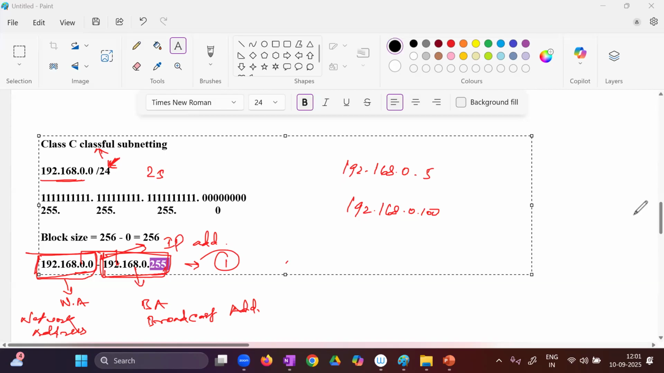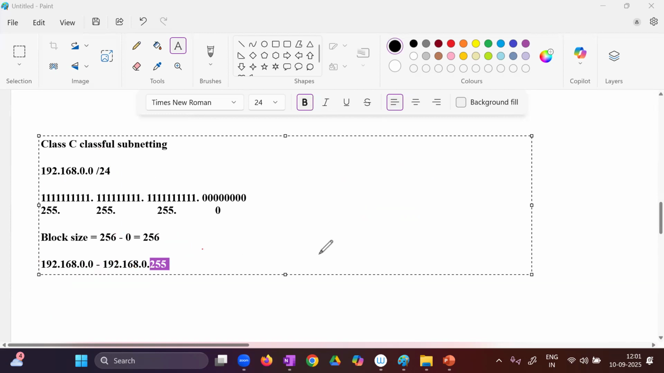Block size. Why are we getting 256 here? This one, this 256 or this one? Last one, this one. See, what you are doing here is calculating the range of each subnetwork. Means here, if I am starting at 0, I am ending at 255. So what could be the range? According to block size, I got 256 here. It means that you know the total range is what?